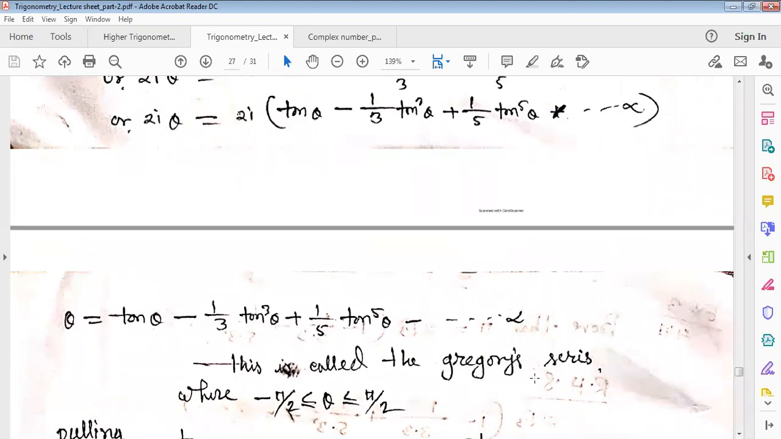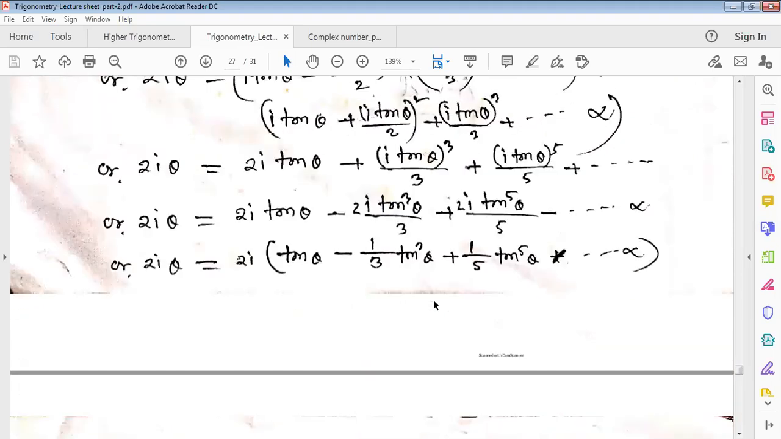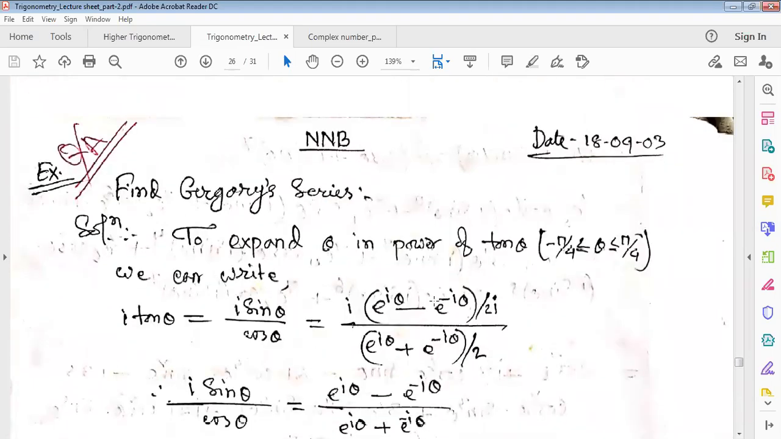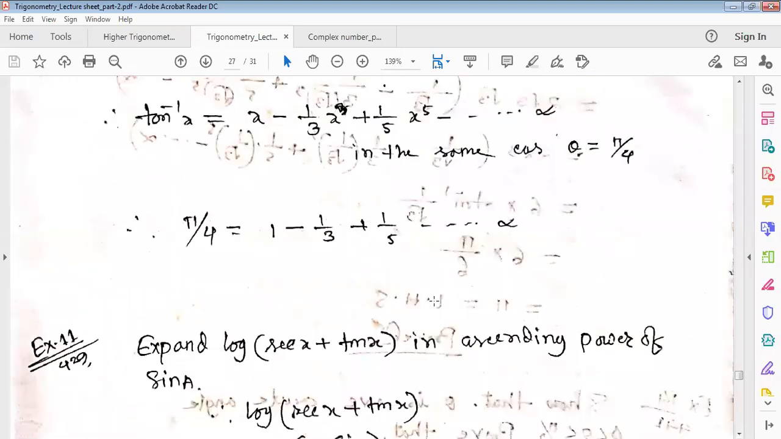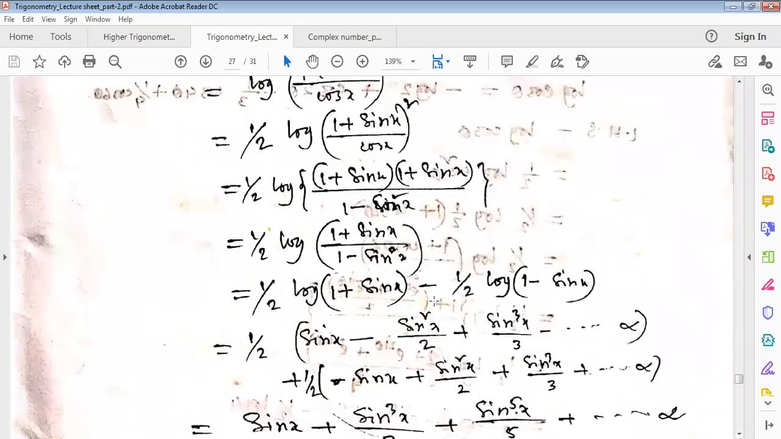This is called the Gregory series. Remember it: theta equals this series is called the Gregory series. This is the derivation of the Gregory series, a very important series in trigonometry. You have to use this series to solve different kinds of problems.